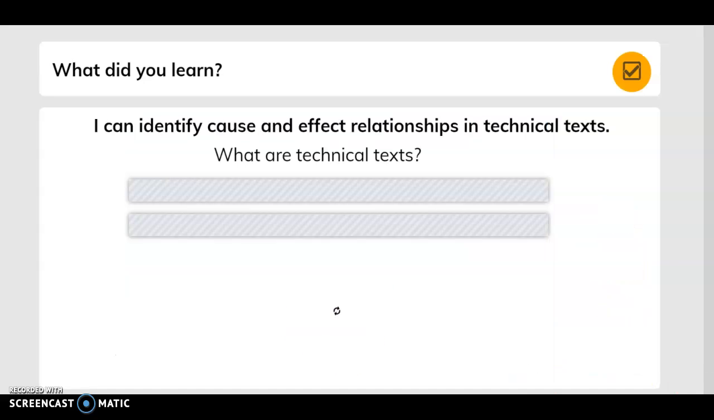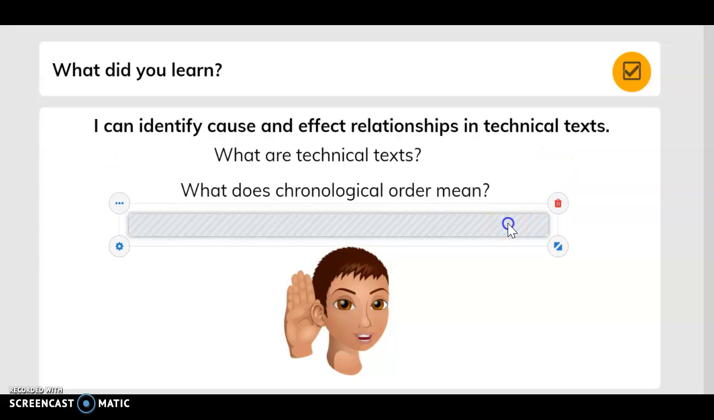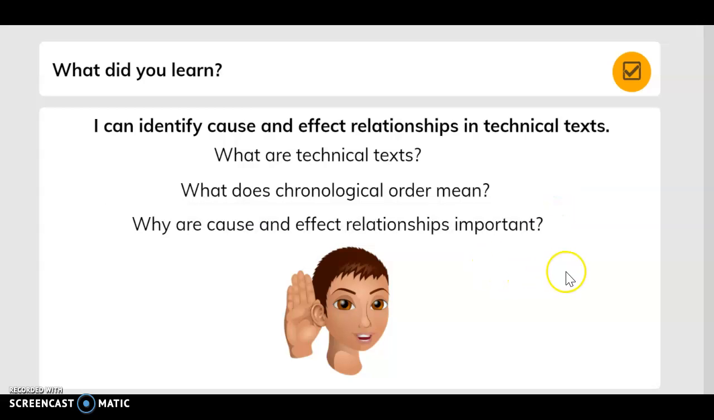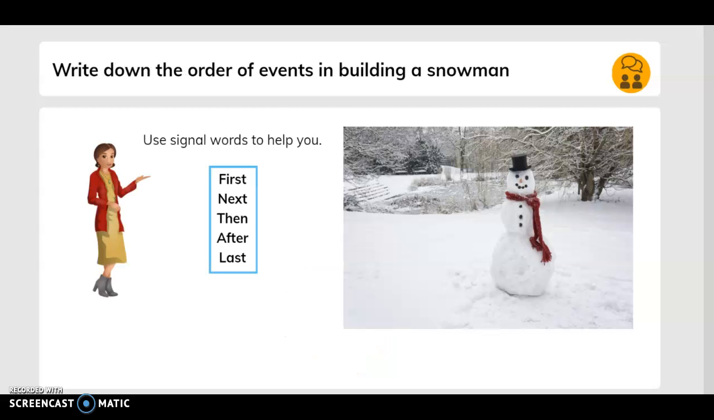So what did you just learn? I can identify cause and effect relationships in technical text. And what are technical texts? What does chronological order mean? And why are cause and effect relationships important? Write down the order of events in building a snowman. Use these signal words to help you. You can use first, next, then, after, and last.